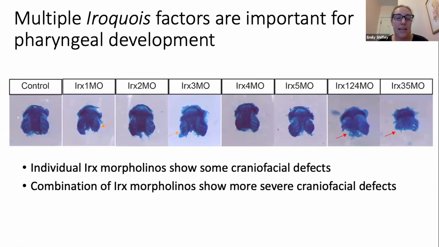And we haven't done a ton of this yet, but we also let some of the Iroquois knockdown embryos develop and looked at their craniofacial cartilage. With some of the individual morpholinos, we definitely see some slight defects. But when I knock out a whole cluster together, we saw more severe defects. So it's probably that they can play redundant roles. If you just knock out one, the other one that's right next to it on the chromosome can compensate. And so I'll also continue to knock out individual and combinations of the Iroquois genes.